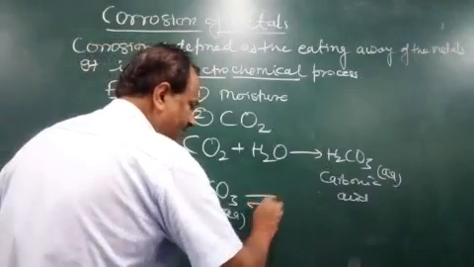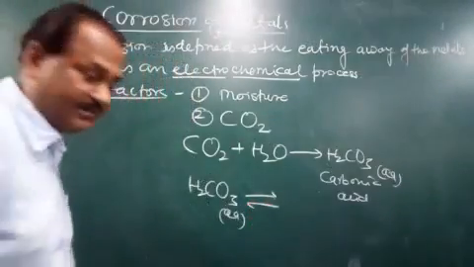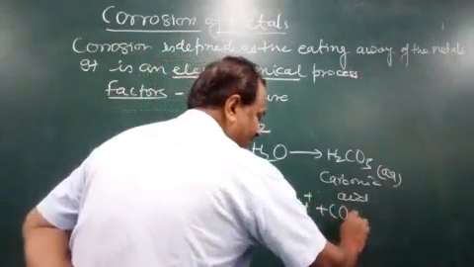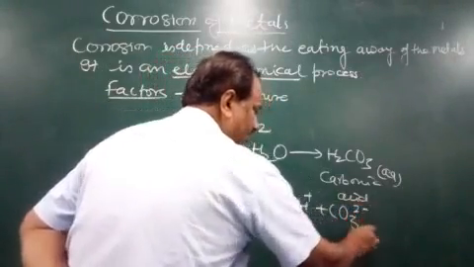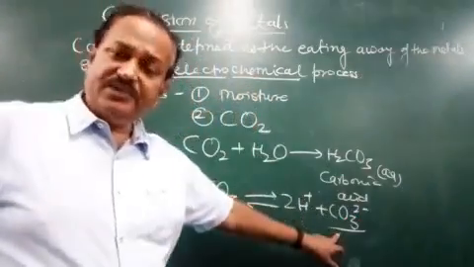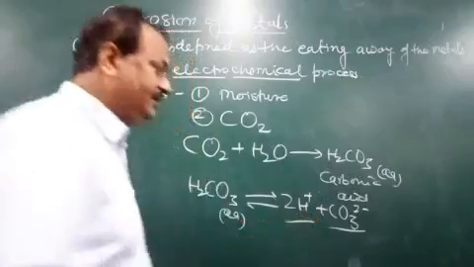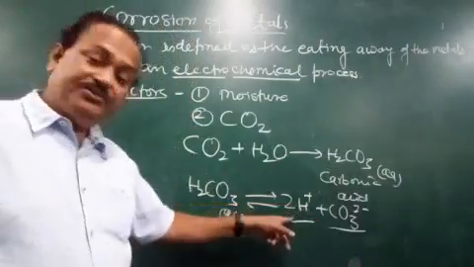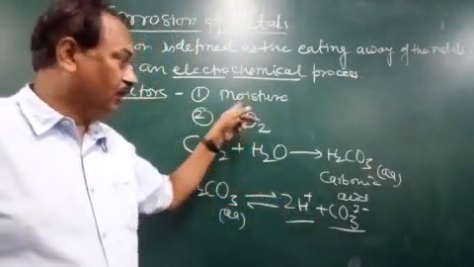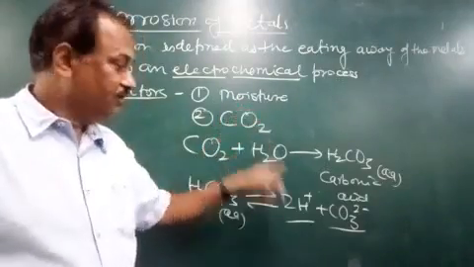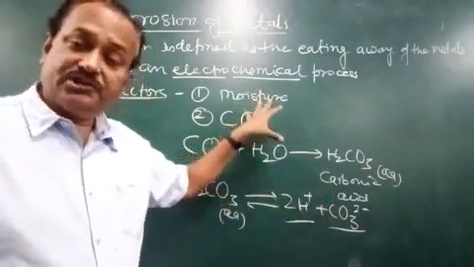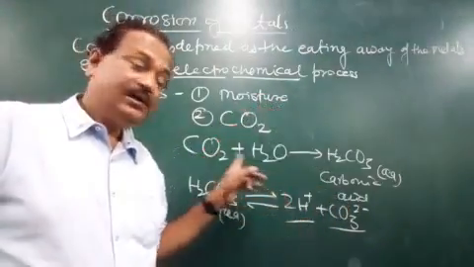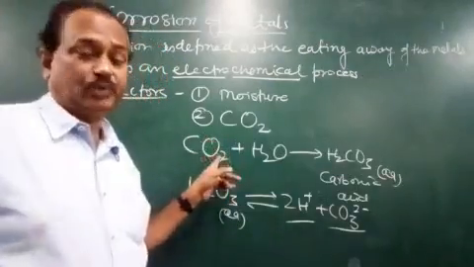It undergoes dissociation, and there is formation of hydrogen ion and carbonate ion. So this is the hydrogen ion, this is the carbonate ion. What is visible is that the moisture is water, so inside the moisture there is the presence of ions. This is a very important point.